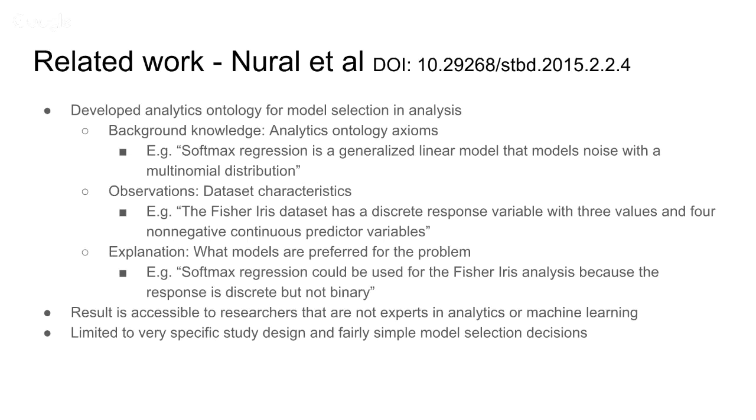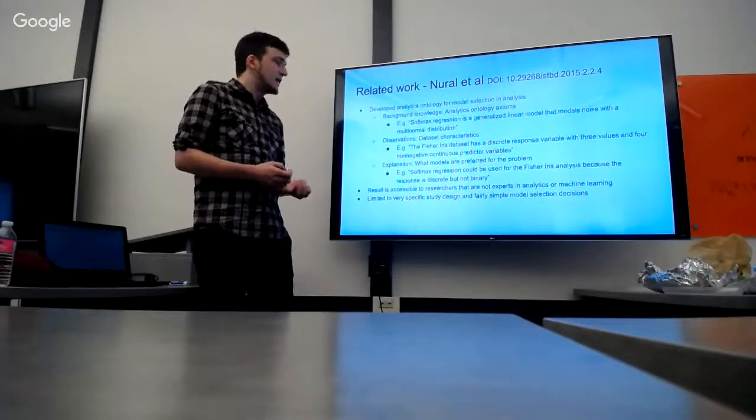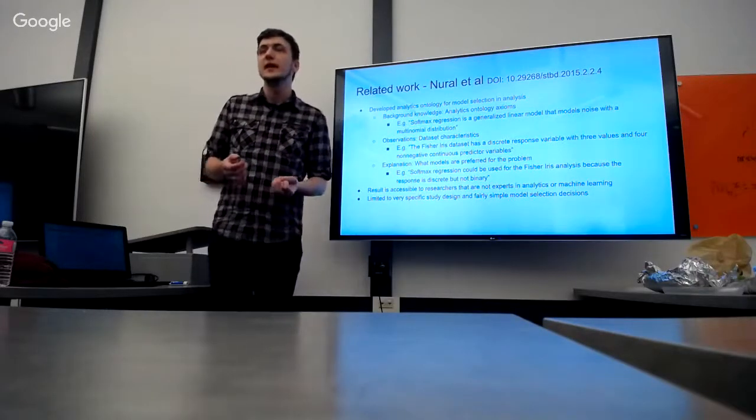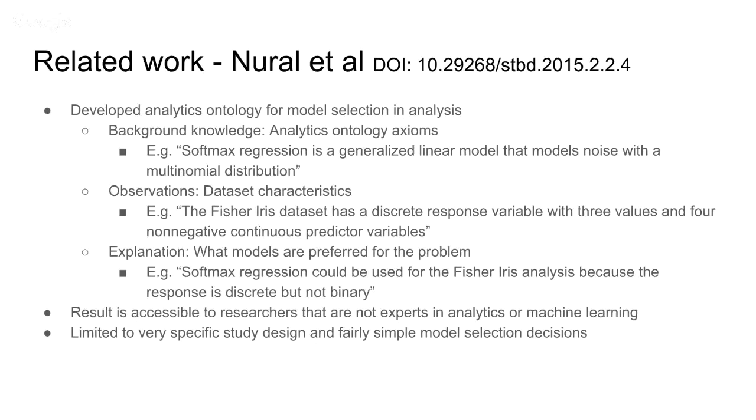But the issues with this paper are that they're limited to a very specific study design. So they cannot handle our environmental wide association study. They really only look at one specific response, and they have a fixed set of predictor variables. So it's not the most generalizable analytics ontology, and there's room for improvement.